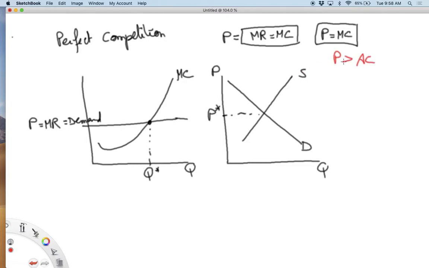If the price is greater than average cost, that means that profits are positive. If the price is equal to average cost, that means profits are zero. That's break even. If the price is less than average cost, that means the profit is negative. And again, we're talking about economic profit, which is the profit after you've taken into account your accounting profit and your opportunity costs, your implicit costs.